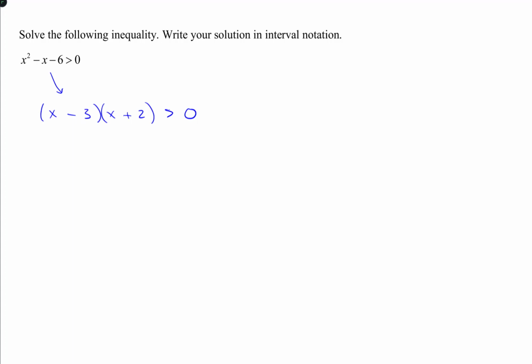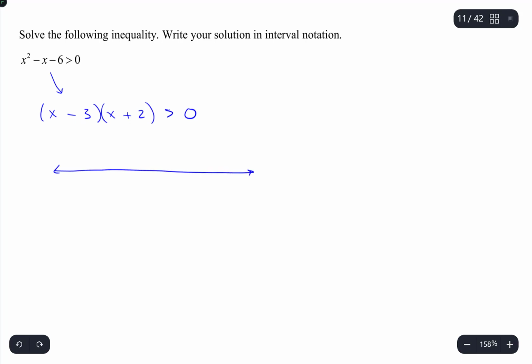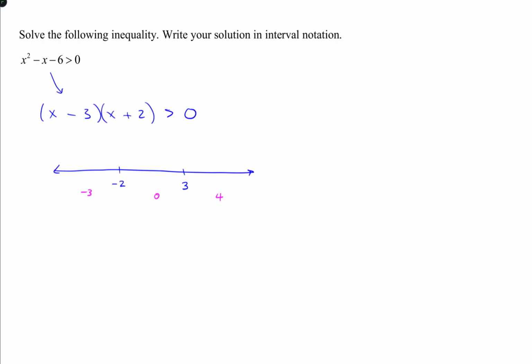So what we need to do is come up with a number line. This is a pretty simple way of doing it. And we take the zeros and put those in order, so -2 and +3. And then we just choose test values. So along in this interval from -infinity to -2, I'll choose -3. I'll pick 0 here and 4 there. Just something within this range of values.